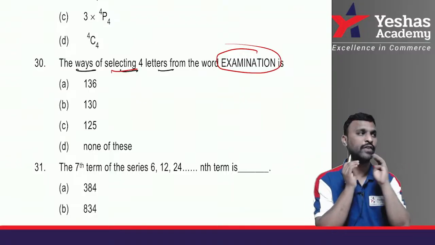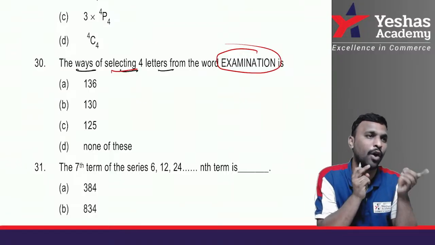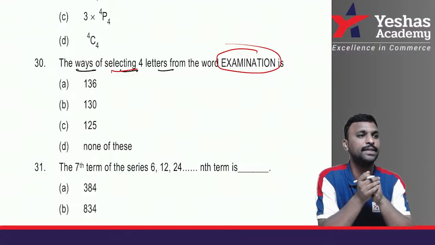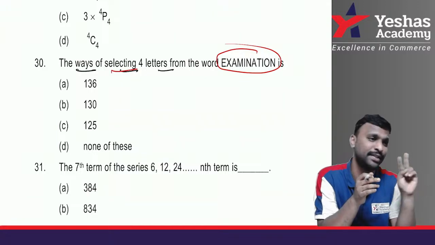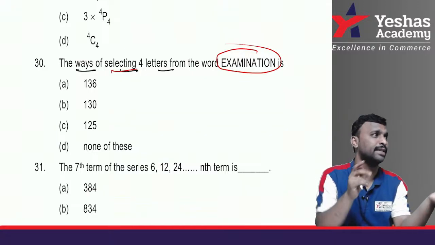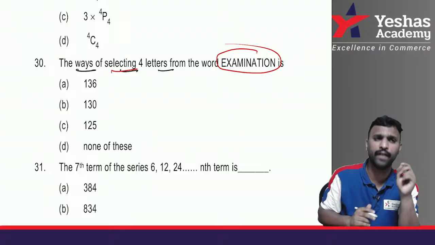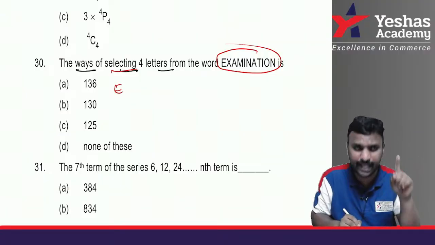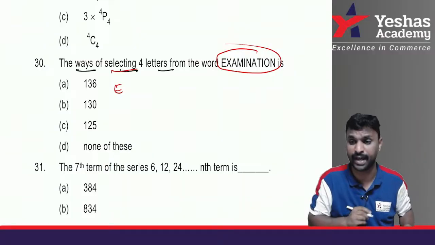First of all, we have to select 4 letters. That means it's a combination question. So the 4 letters could be all dissimilar letters, two dissimilar letters and two similar letters, two similar letters and two similar letters. First of all, we have to see how many dissimilar letters are there, how many similar letters are there. See, E, there is a single letter in the given word examination.